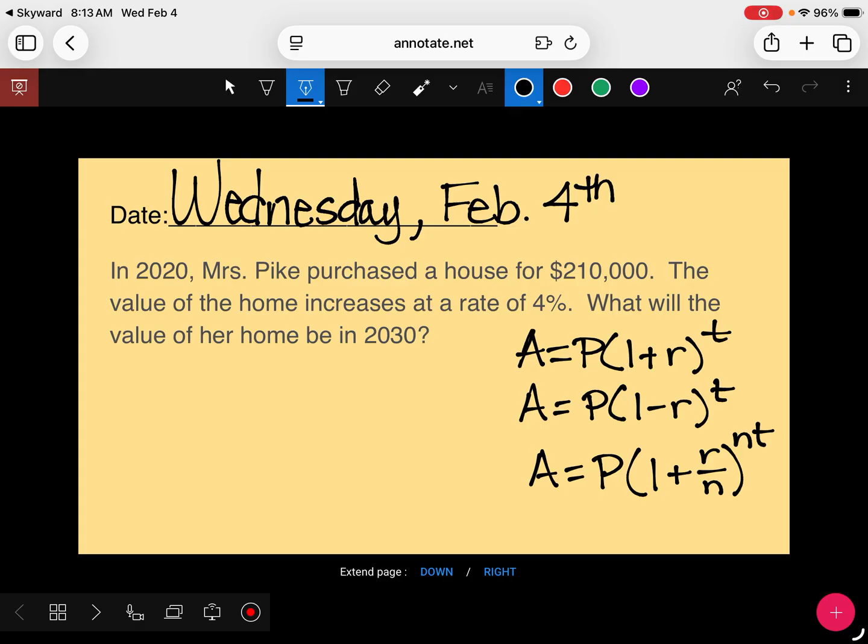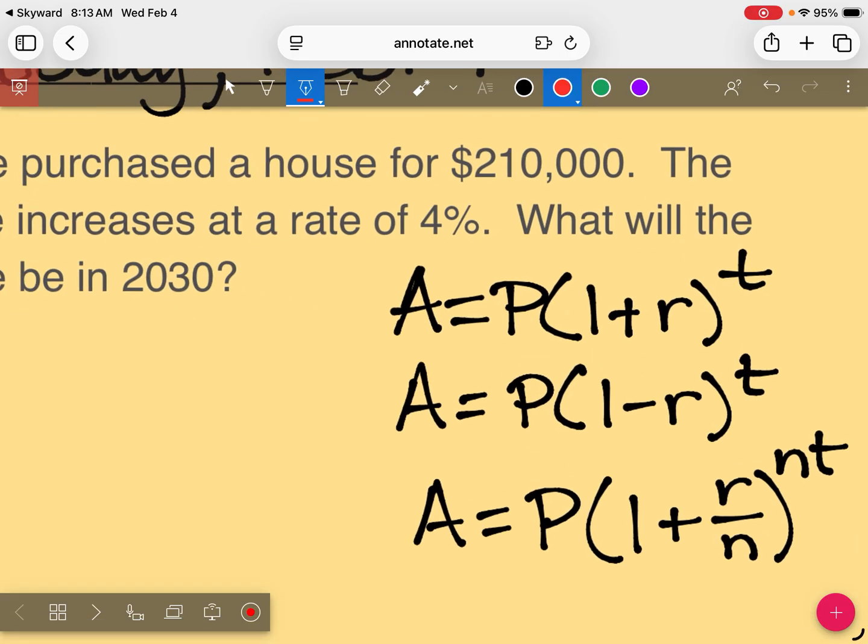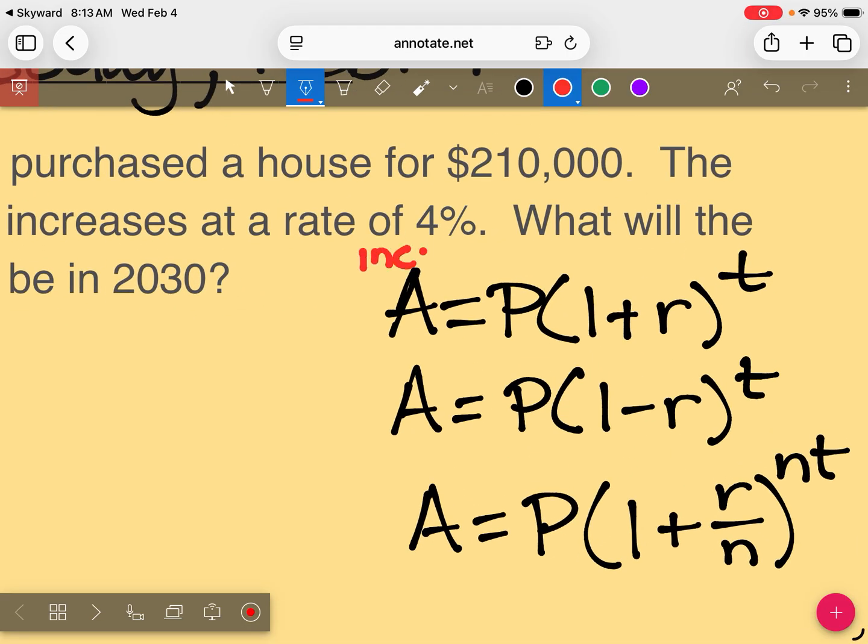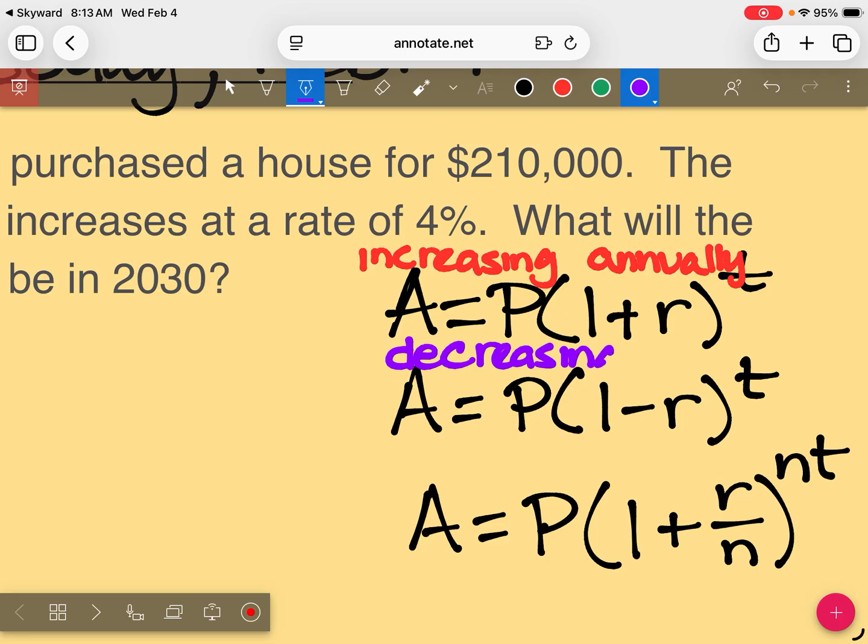Okay, the first one is if it's increasing annually. The second one is if it's decreasing annually. So let me write that. This one is increasing annually. So that means that you don't see a word like monthly, weekly, daily. It just says increases. This second one is if it is decreasing annually.